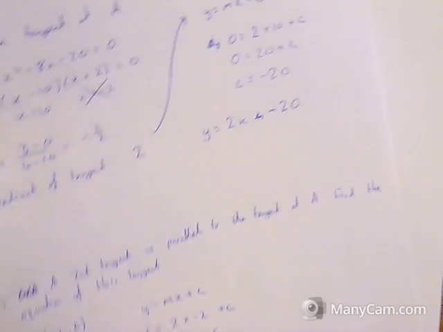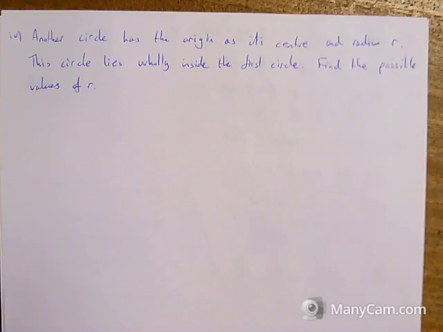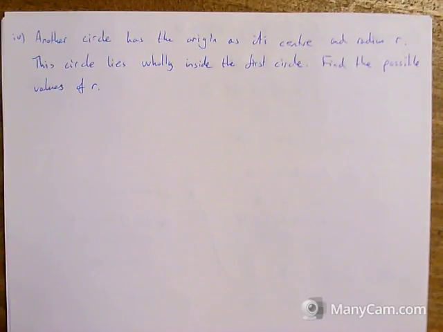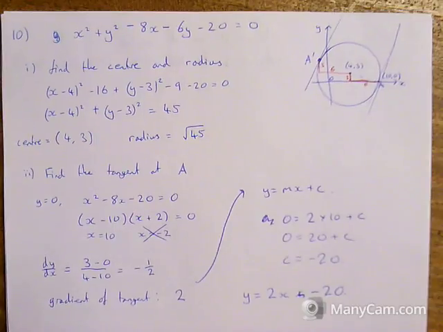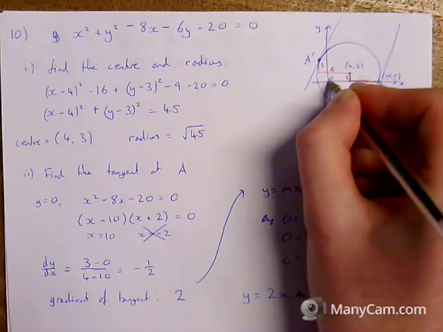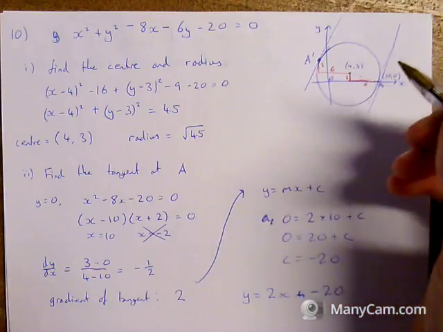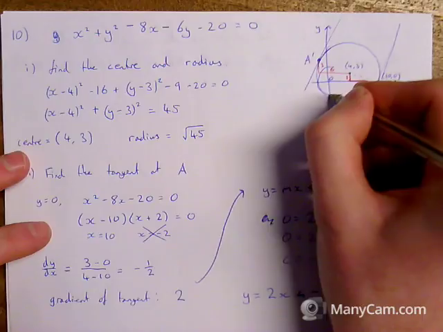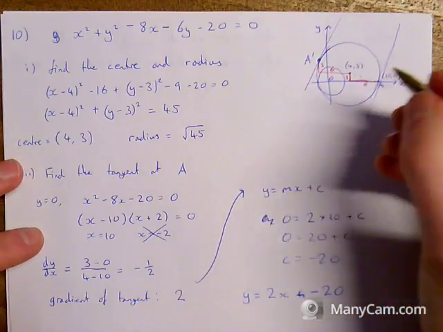Okay, and then part 4 of the next question over the other side. So we've got another circle that has the origin as its centre, and it's got radius r, and the circle lies wholly inside the first circle. So we want to find the possible values for r. So if I go back and look at the diagram on the other side to give us a visual aspect of what we're being asked. So another circle has the origin as being its centre, and it lies wholly inside of the original circle. So the biggest it can be is looking something like that.